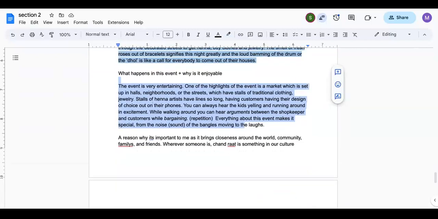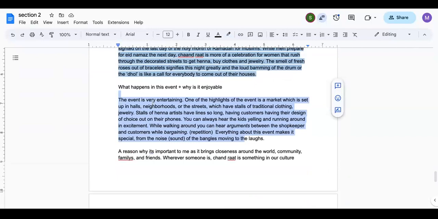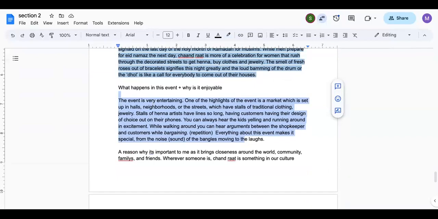So the event is very entertaining. One of the highlights of the event is a market which is set up in halls, neighborhoods, or the streets, which have stalls of traditional clothing and jewelry. Repetition, this is something that we've already written. Traditional clothes and jewelry. You need to look at the repetition because we already know that there are stalls of all of these. Stalls of henna, we already know that.